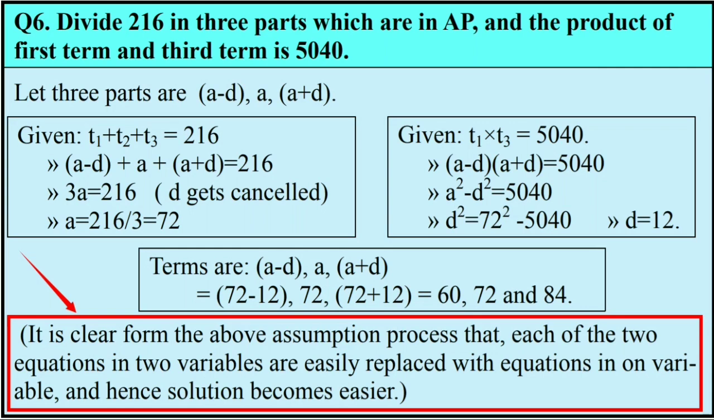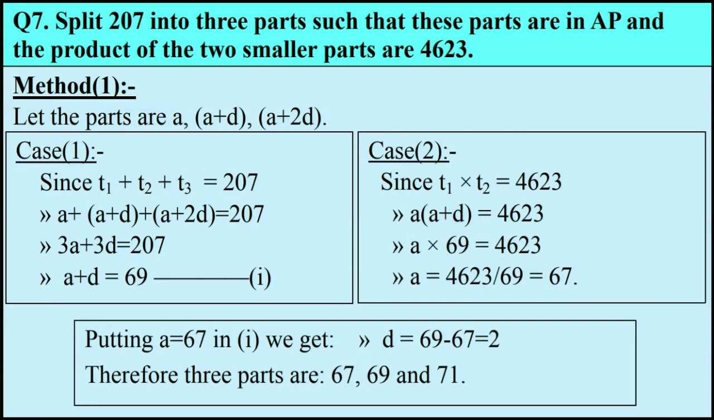In the next few questions, I'll show you the solution in two different ways. First way, where we assume the values in the normal way, and the second way, where we assume the values as suggested. Let's take another question. Question number 7. Split 207 into three parts such that these parts are in AP and the product of the two smaller parts is 4623. Let's solve this question in two different ways.